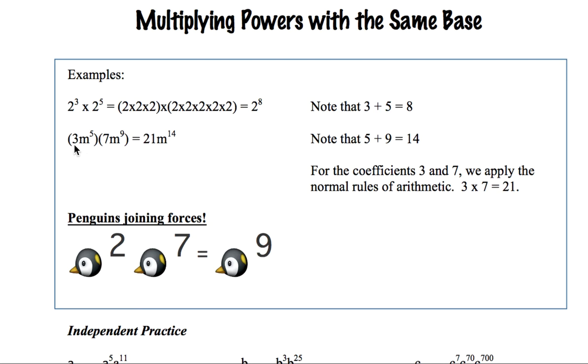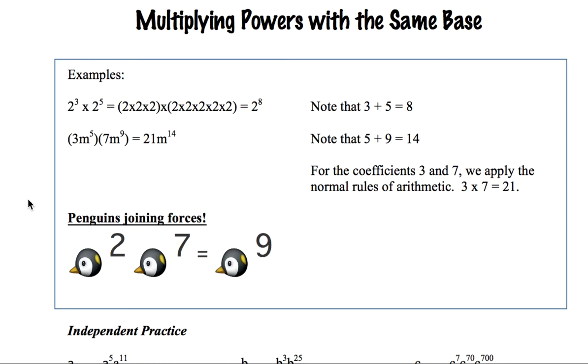In this next example, we have 3m to the 5th power times 7m to the 9th power. So multiplication is commutative. We can do it in any order. So let's do the 3 times 7 first. That's 21, just regular rules of arithmetic. And then when we have the m's, we have 5 m's multiplied by 9 m's, and 5 plus 9 is 14. So our final answer would be 21m to the 14th power.